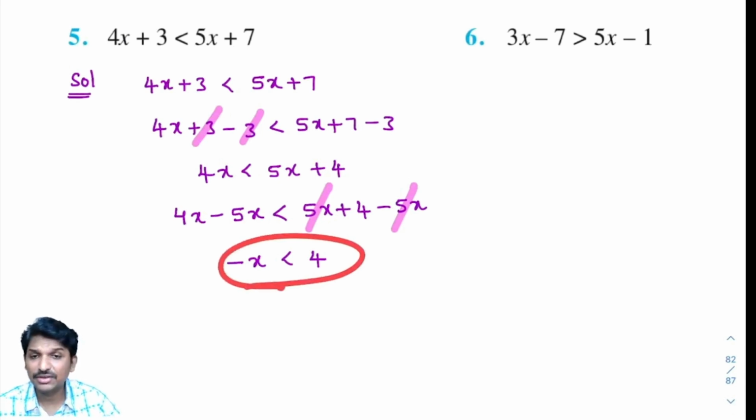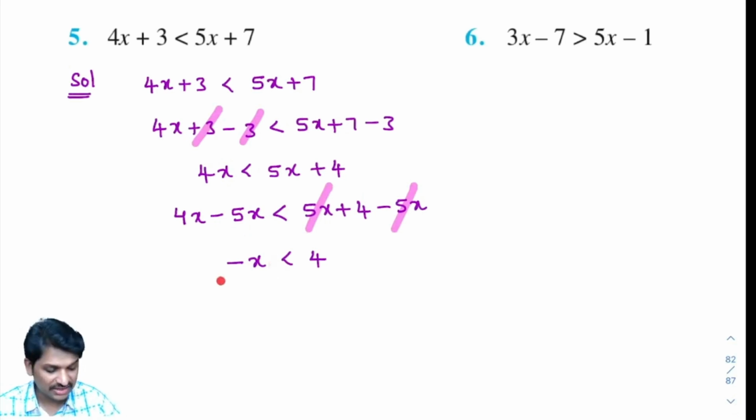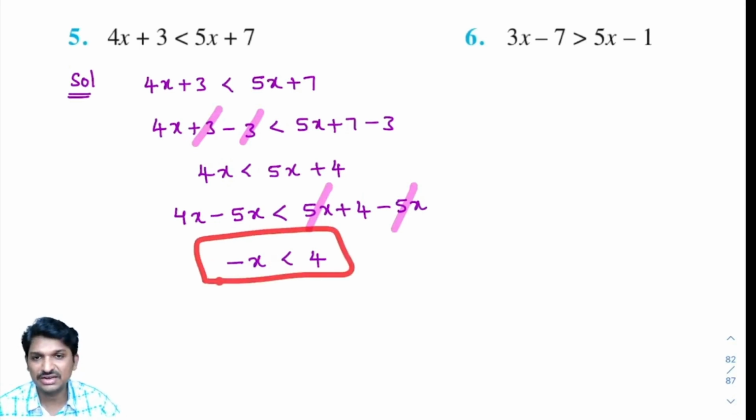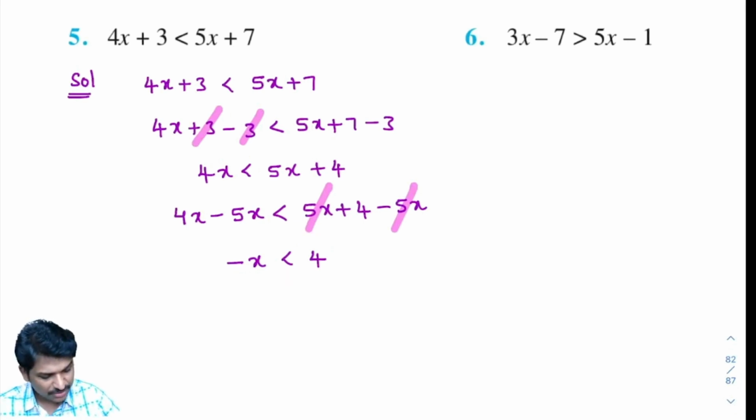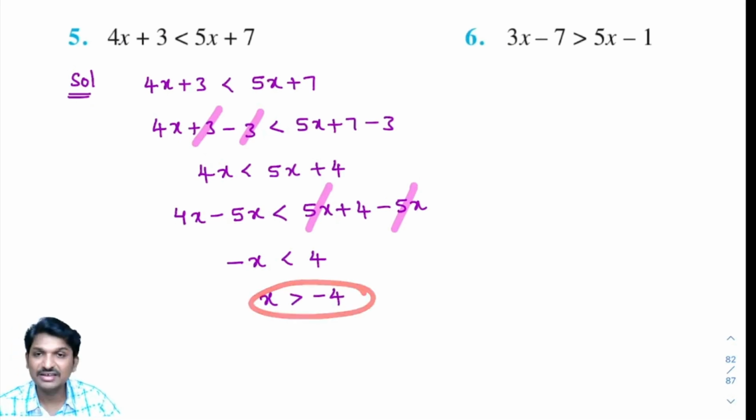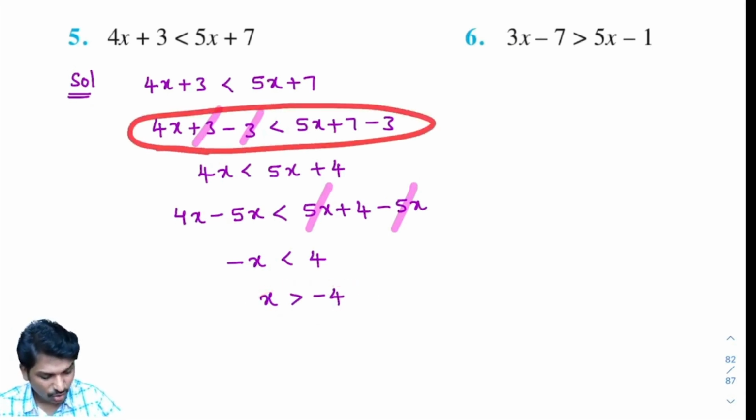Now I'm looking for the x value. Here minus x is there on the left hand side. What I'll do, I'll multiply this inequality with minus 1 on both sides. Minus 1 is a negative real number. For an inequality, if we multiply with a negative real number, the inequality sign changes. That is rule number 3. When you multiply with minus, you will get x, and the inequality sign changes. Less than changes to greater than. This is minus 4. So you got the solution like this.